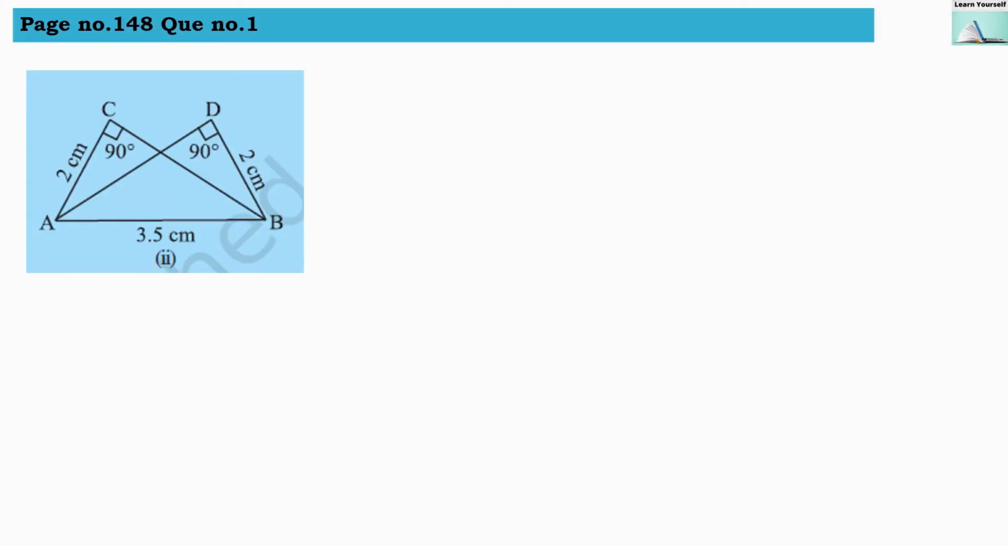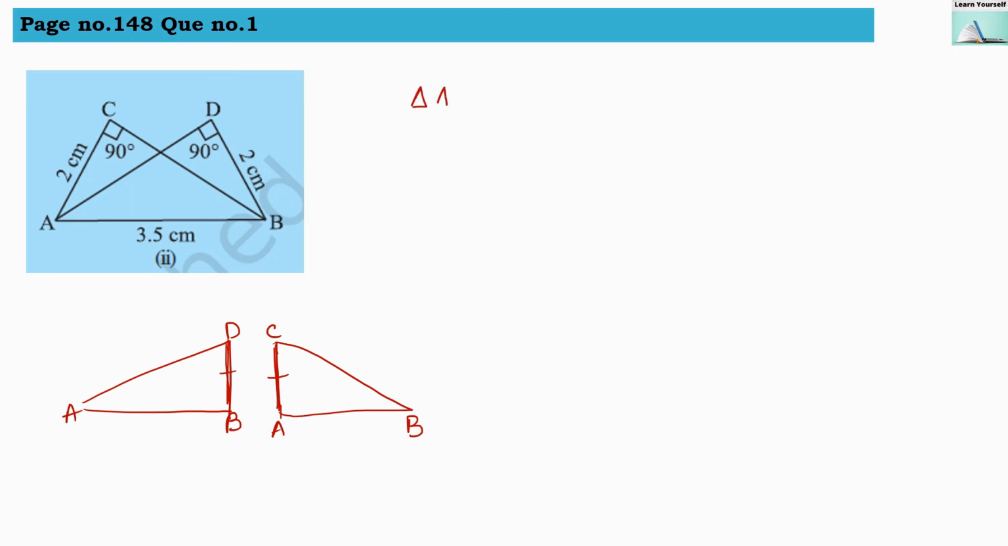Second numerical, here we can see there are two triangles. First triangle is ADB and second triangle is ACB. So here AC is 2 cm and DB is 2 cm. So these two sides are equal. So here we are writing triangle ACB. So we are talking about this triangle. And another triangle is this, that ADB. So two sides are equal. So let us write that AC is equal to DB and they both are equal to 2 cm.